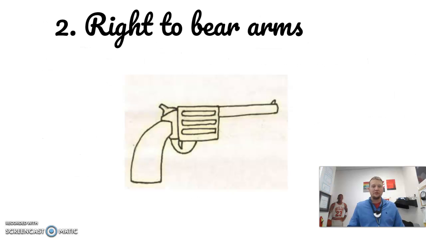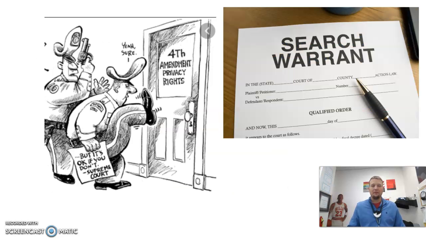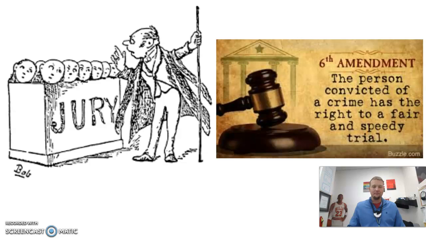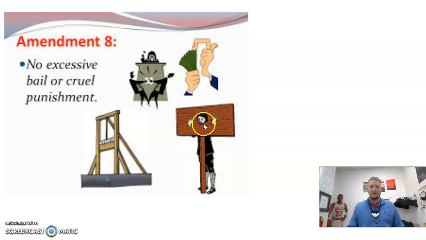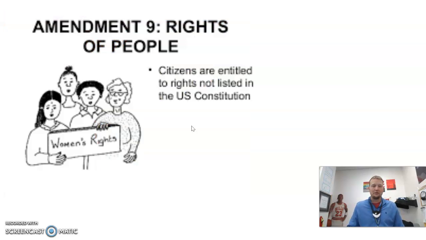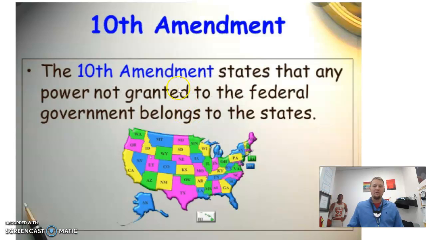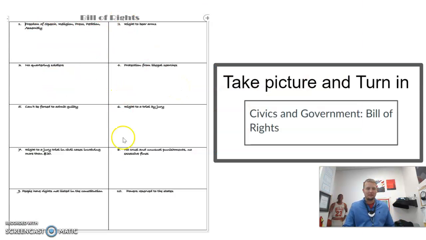So the rest of the slideshow just goes through each of the Bill of Rights, all 10 amendments. And it has some images there to help you work your way through. Work together. There's no wrong answer at this point. It's just an opportunity for you to be introduced to the amendments and do a little bit more research if you feel the need. Once you're done with all 10, you have images in all of these boxes. You're going to take a picture of it, and there's an assignment called Civics and Government Bill of Rights, and then you're going to submit it to that.